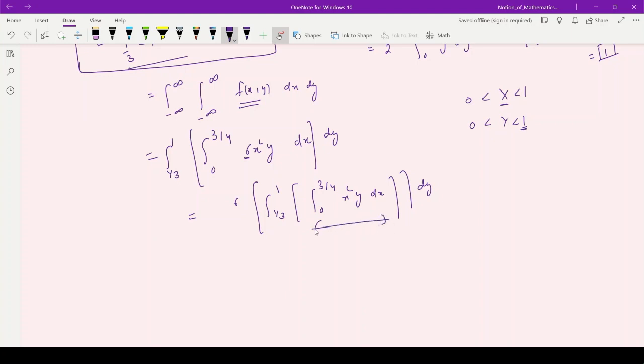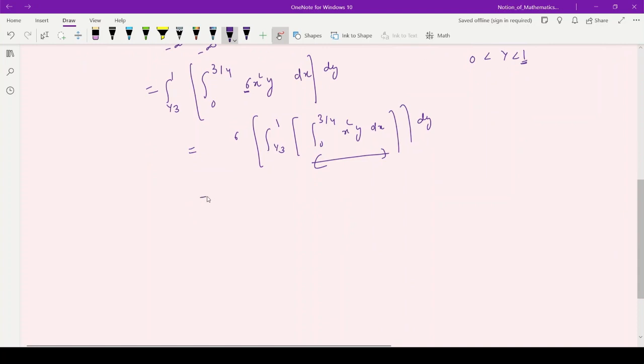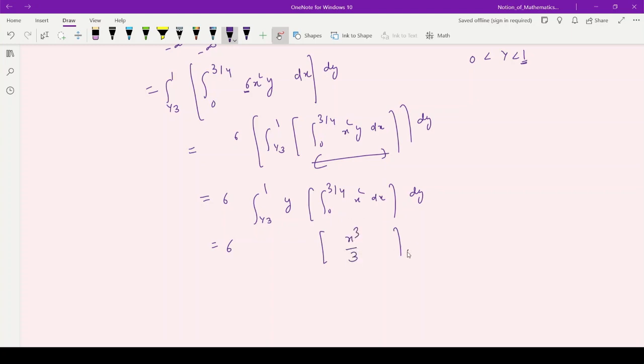With respect to x, in the double integration y will be constant, so that is why I will write it like this: 6, integral from 0 to 3/4 of x² dx, y I can take outside, dy, and it is 1/3 to 1. So it is 6, and I will just integrate it: x³/3, 0 to 3/4, dy, and it is 1/3 to 1 of y.